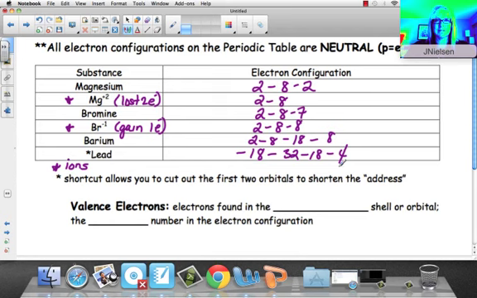And we will talk about that more. We'll do some examples of these in class. You don't have to worry about these bigger ones on the Regents. They'll stay to these smaller ones.